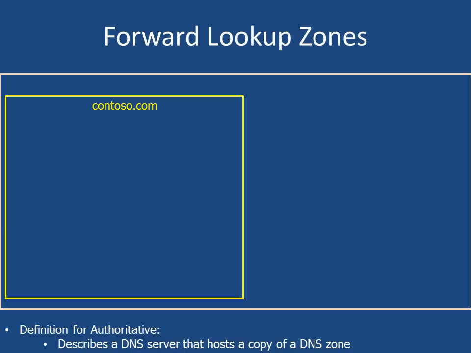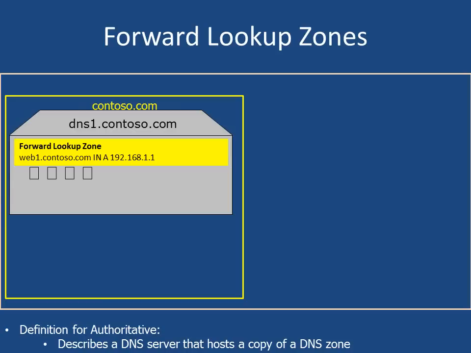Some terminology for you now: the word authoritative. What authoritative means is if a particular zone is authoritative for a server, then the A record for that server is stored within that zone. So let's have a quick look at that. Here we've got the server DNS1.contoso.com with a forward lookup zone configured. Within that forward lookup zone, it's got web1.contoso.com at 192.168.1.1.